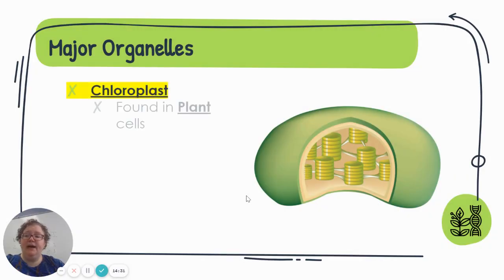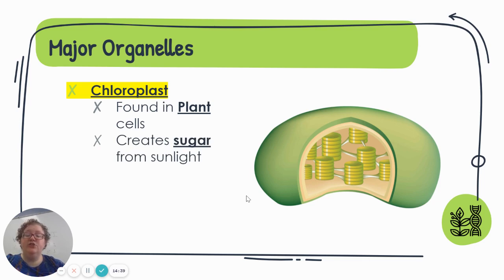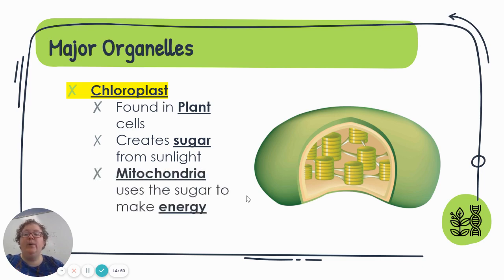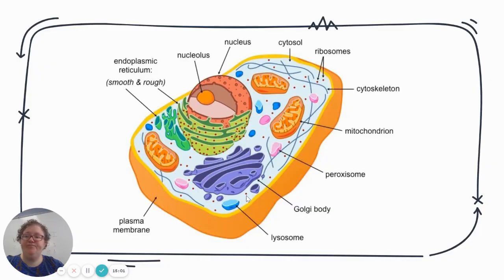Then we have chloroplasts. Chloroplasts are only found in plant cells. Okay, only in plant cells. The chloroplast is going to create sugar from sunlight. So this is how plants get their food. Right? The food for plants is made in the chloroplast. It's going to use that sunlight to make sugar. That sugar is going to go to the mitochondria to make the energy. So plants have both chloroplasts and mitochondria. Mitochondria makes the energy. The chloroplast makes the food.